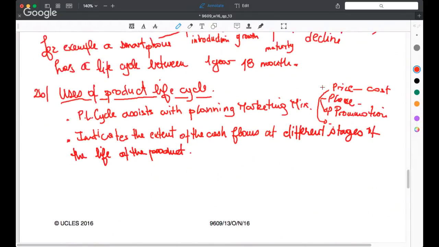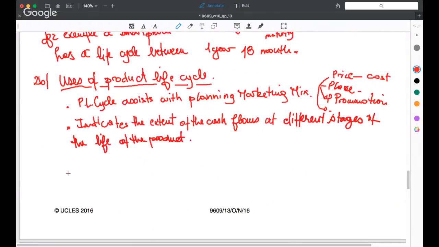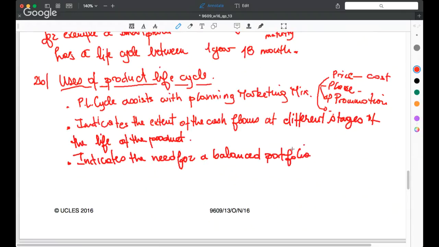Okay, it indicates the need for a balanced product portfolio. This is what we said. The portfolio means that you are going to introduce a new product. So, indicates the need for a balanced portfolio. When to replace a product.